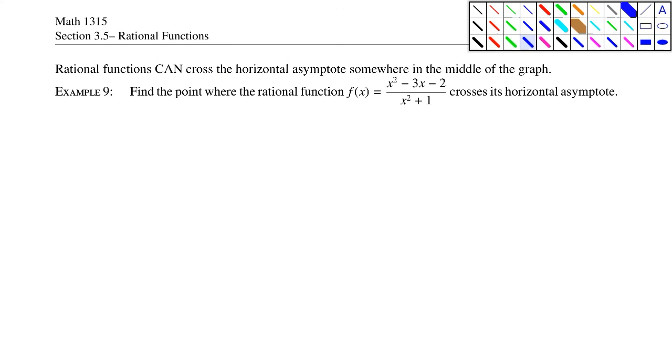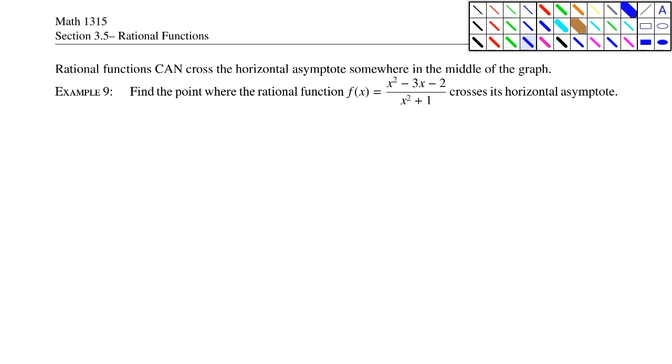And contrary to popular belief, a function can cross an asymptote. In particular, it can cross the horizontal asymptote somewhere in the middle of the graph. So what really is an asymptote? Well, it's just a guide for how the function is behaving. The horizontal asymptotes tell us what values the y value approaches as you get further and further away from the center, when x goes to infinity or x goes to negative infinity.